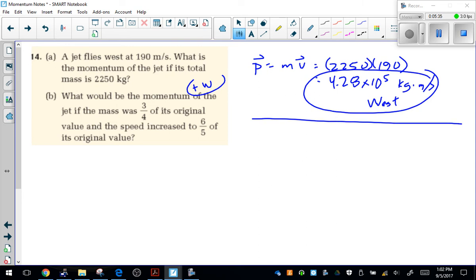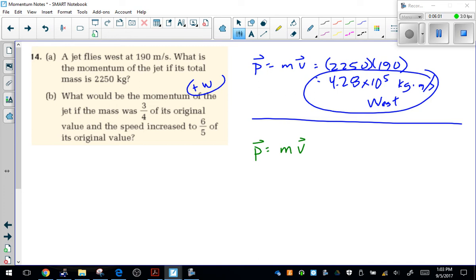B says, what would the momentum of the jet become if the mass was 3/4 of the original value and the speed increased to 6/5? Now, somebody asked a question as I was walking around. Can we just take 3/4 of the mass, because we have the value, and take 6/5 of the speed or the velocity and do it that way? Yeah, you could.